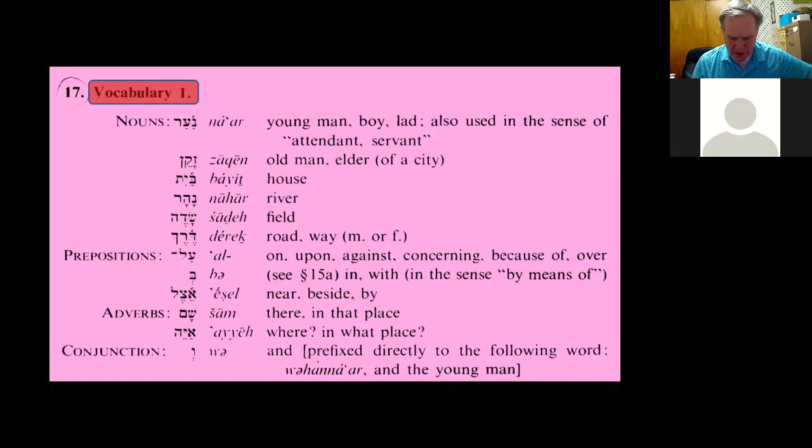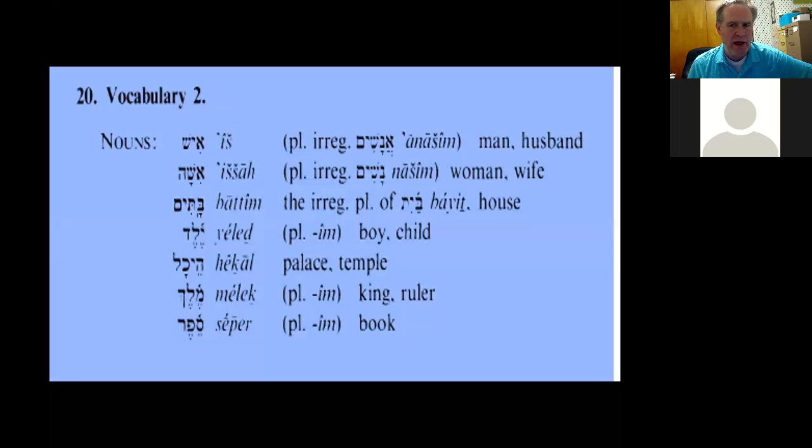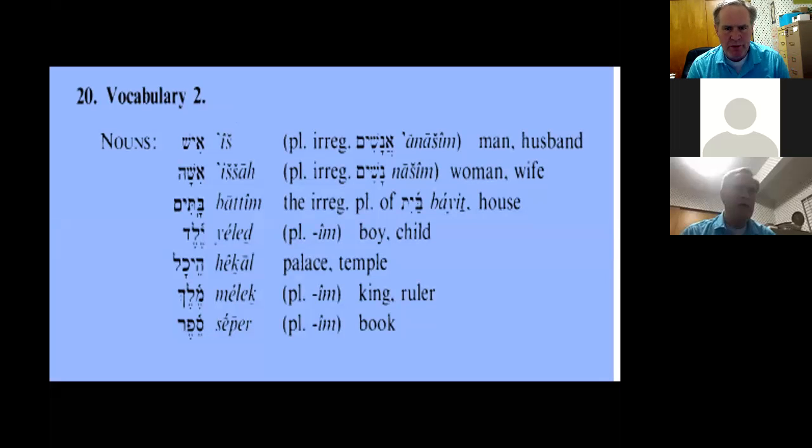That's it for that page. Okay, chapter 2 had the following. It had ish, which meant husband or man. The plural of that is anashim. It's not just ishim, but anashim. And the word for wife or woman is isha. The plural of that is nashim rather than ishot. So nashim is an irregular ending for that one.